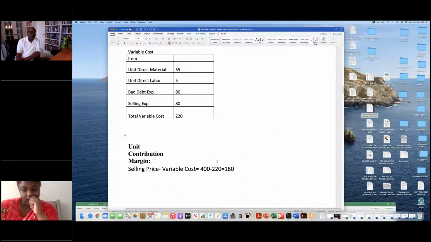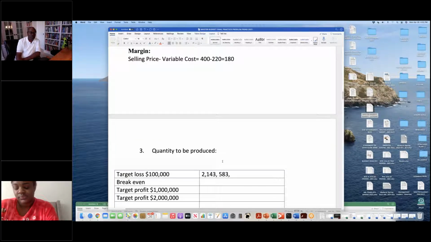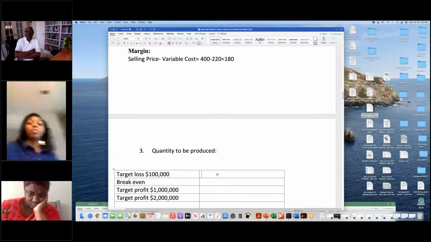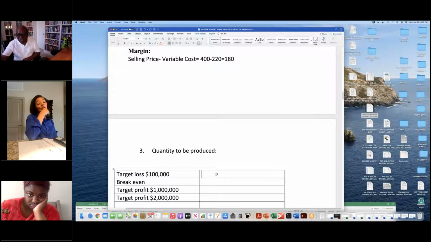Now what are we gonna do? How are we going to get a number that goes in here? We're going to memorize those formulas. That's the target loss formula. What's the formula for the target loss? The target loss formula is fixed cost minus the target loss, divided by the contribution margin.